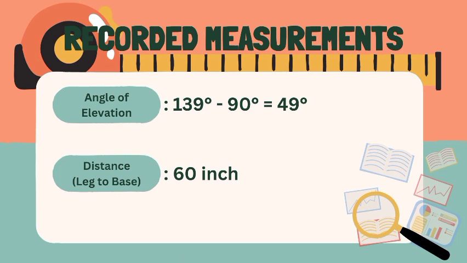Getting the measurements, first we need to identify the angle of elevation. We calculated the angle of elevation by using the measurements of the clinometer minus 90 degrees, in which Janica was looking upward to the dinosaur. By using the clinometer, she got 139 degrees minus 90 degrees, which equals the angle of elevation, 49 degrees. In getting the distance, Dave measured the distance between the dinosaur and Janica, which is 60 inches.